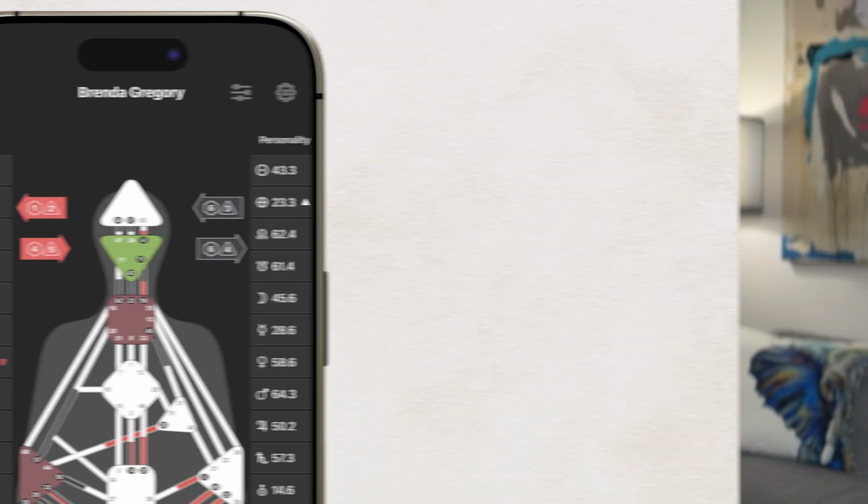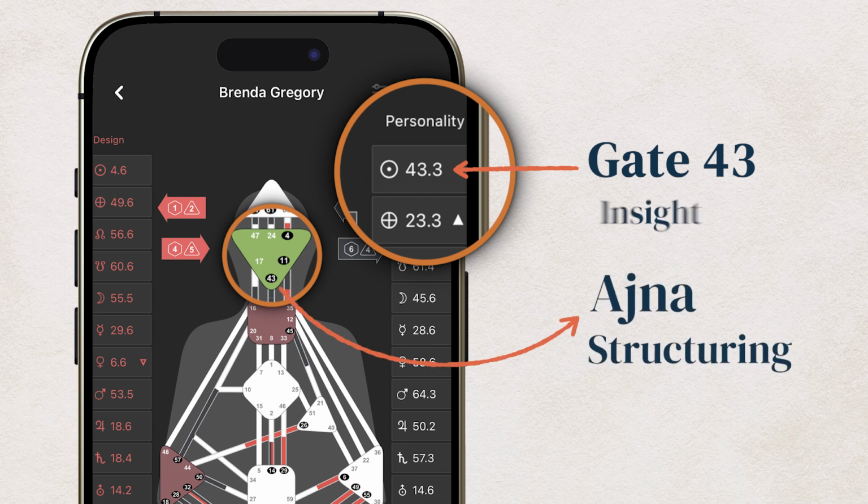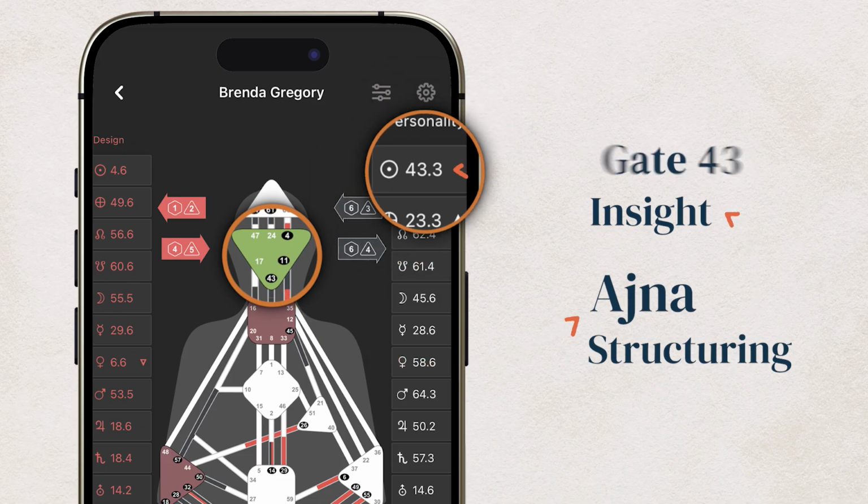We'll use my chart for an example. Gate 43, my personality sun, is connected to the Ajna. The Ajna is all about structuring. So gate 43 is insights. The Ajna is structuring. I am structuring those insights. That's the flavor the Ajna gives.